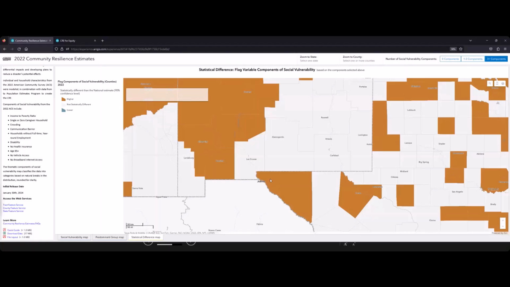If we click on it, the pop-up window is going to give us interesting information.